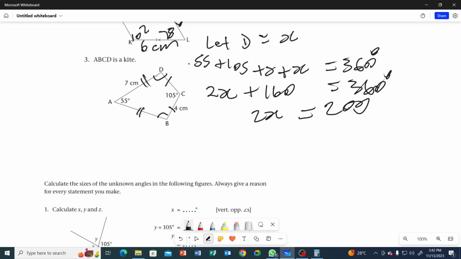What about the sides? I already gave you that DC is equal to BC. So that gives us DC is equal to 4 centimeters, and AB is equal to 7 centimeters. What is your reason? Adjacent sides of a kite are equal. Okay, that is your reason.